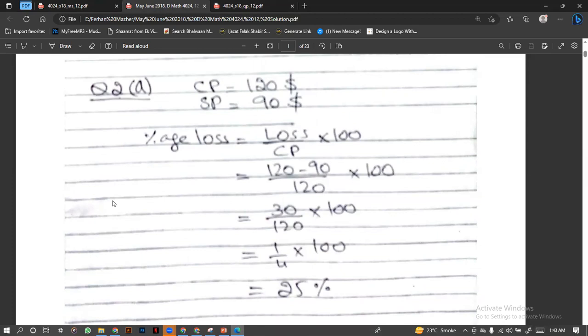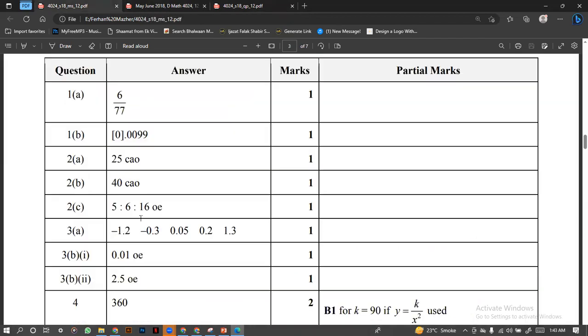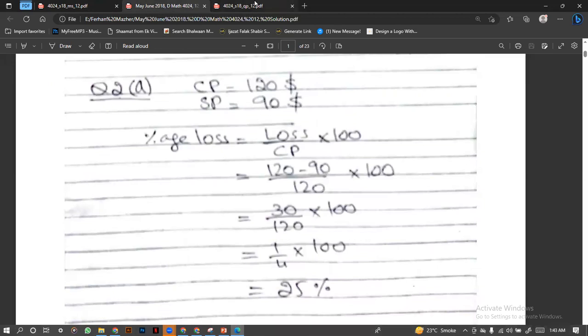Percentage loss is equals to loss divided by the cost price multiplied 100. So it is 120 minus 90. That is 30. 30 divided by 120 multiply 100. That is 1 by 4 into 100. That is 25%. So there is 25% loss. This is the question number 2, A part, its solution.